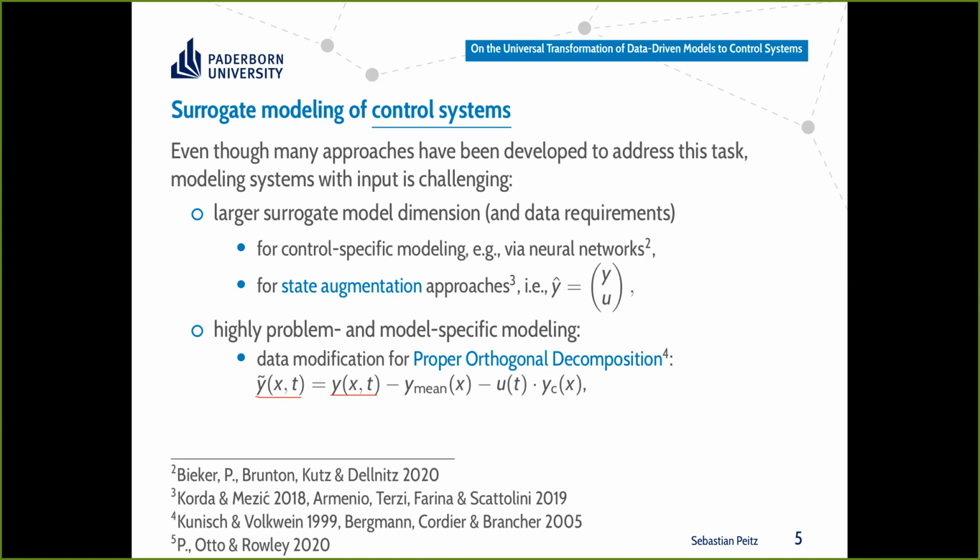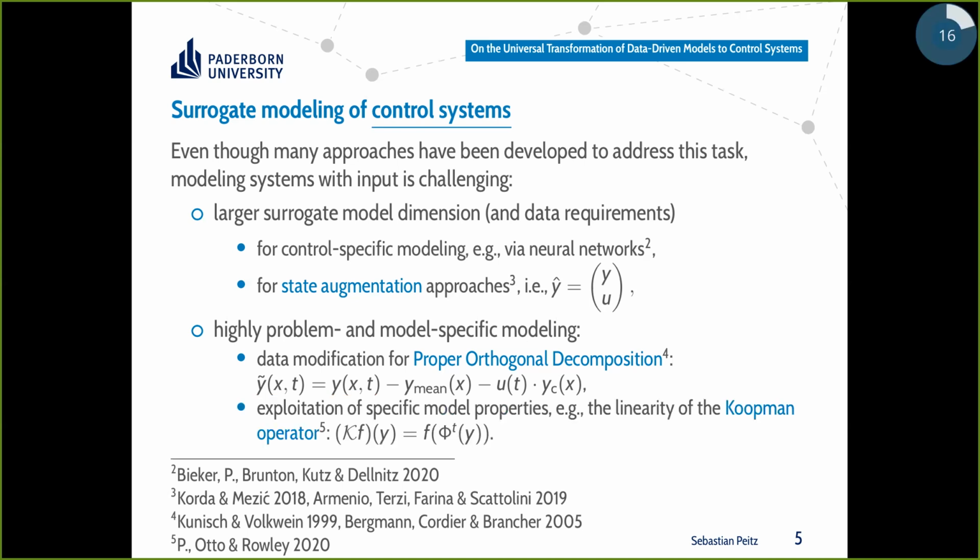It's pretty tedious, and it's also very hard to stabilize. So this is problem specific. And what you also can do is you can exploit specific properties of models. For example, the Koopman operator, it's well known that it's linear, a linear operator predicting the dynamics of the observable function f. So you need to exploit this linearity, but this is also an issue that you now need to tailor to your specific choice of model.